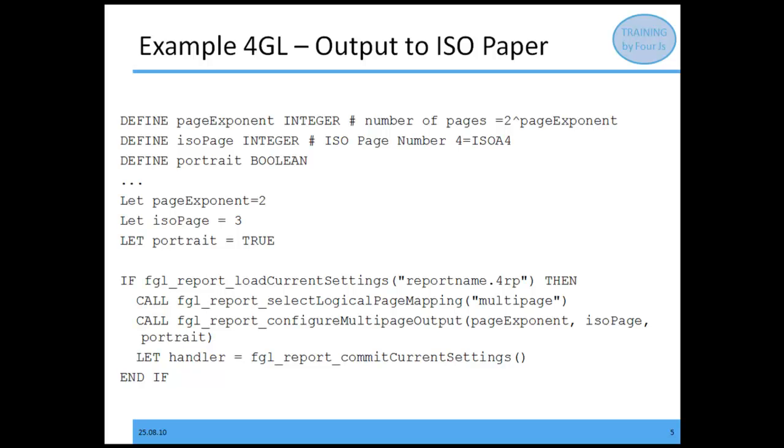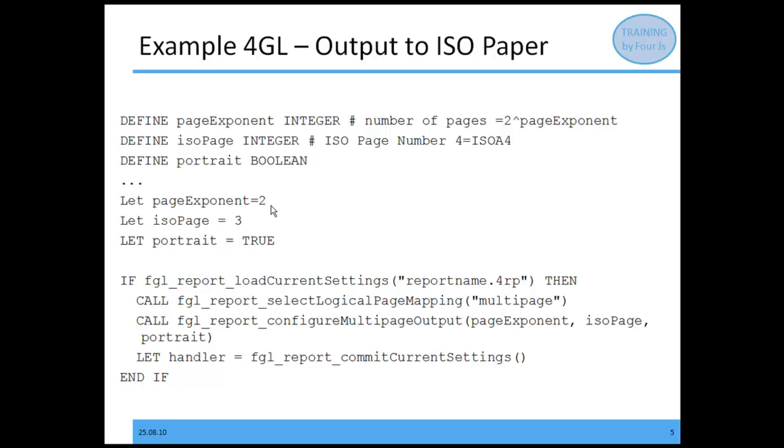Now the page exponent is telling us how many logical pages we want per page. So in our example up here, if we're setting our page exponent equal to 2, it means we're going to have 2 times 2 logical pages per page. And so this is the number when you add exponent up to 2, so 2x.